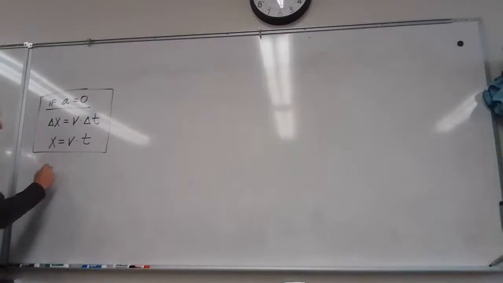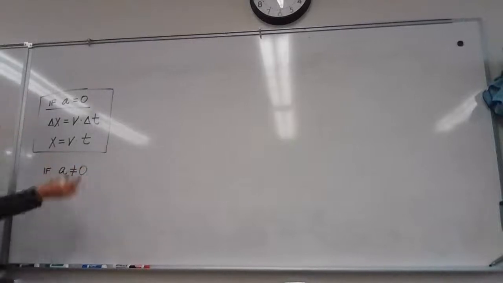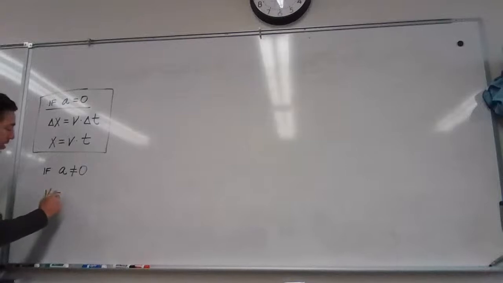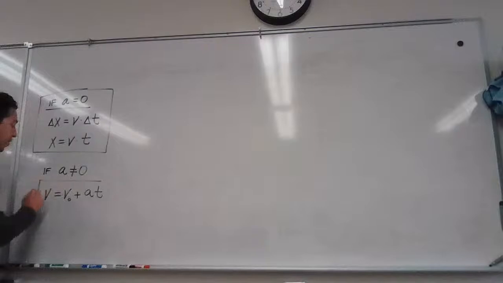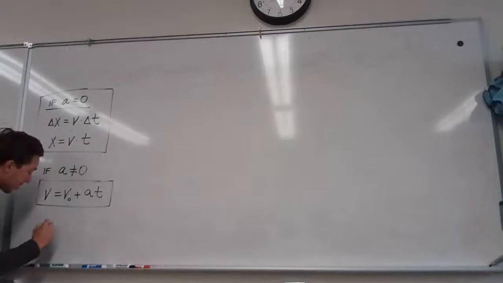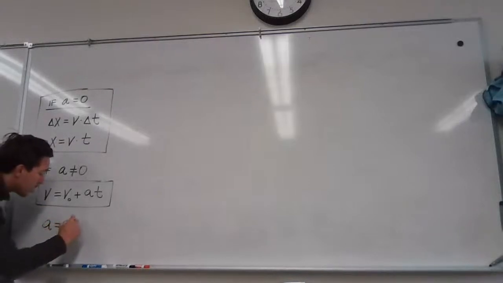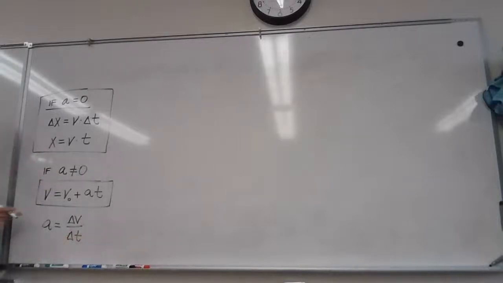And then we also know that if the acceleration is not 0, if there is some acceleration, then we could write velocity equals starting velocity plus acceleration times time. That's a big formula. We also know that this is equivalent to writing the definition of acceleration. Let me just stop here for a sec. Is everyone okay with this and this being pretty much the same thing?